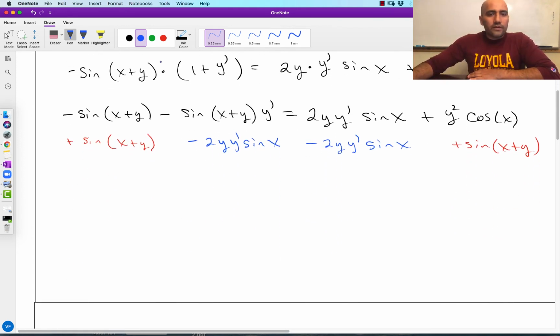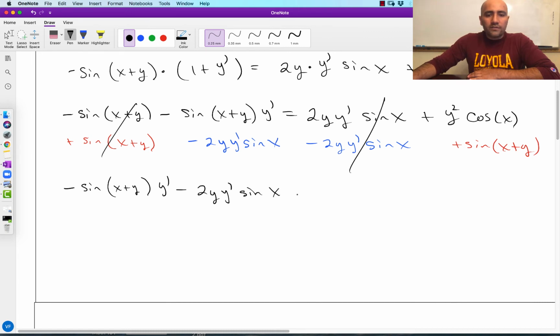Okay, so let me include that. All right, so some stuff will cancel. These eliminate, those guys reduce, these guys reduce. So we'll be left with minus sine x plus y, y prime, minus 2y, y prime, sine of x, equals y squared cosine of x plus sine of x plus y.